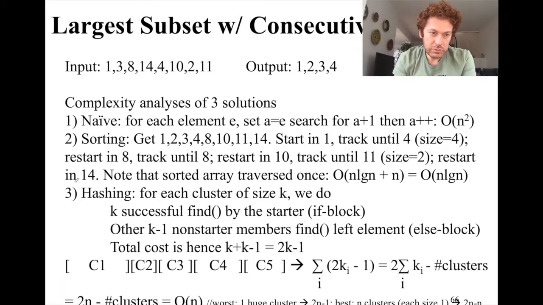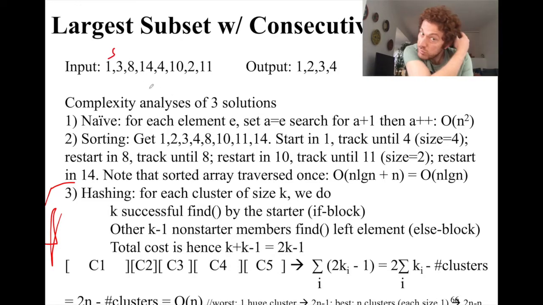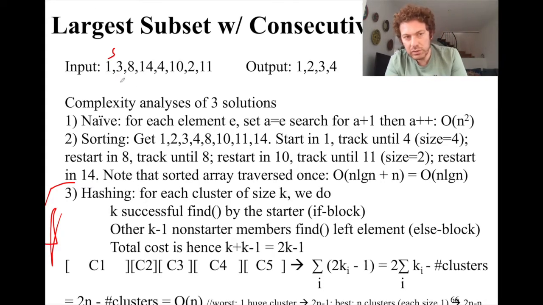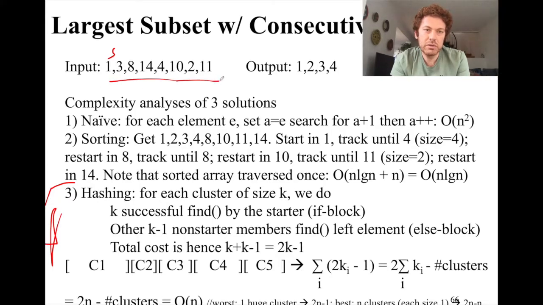So that algorithm is number 3. Before, I will also show some naive solutions, like for each element e, look at 1 above of it. So for 1, look at 2, if I find, then look at 3, etc. So in other words, for every element, look at all other n minus 1 elements, so O(n squared), terrible.